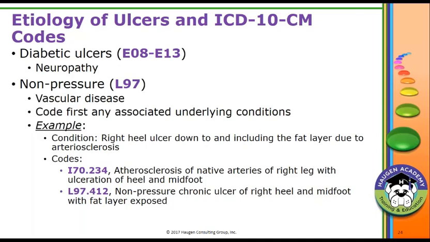In the example that we have here, the right heel ulcer down to and including the fat layer due to arteriosclerosis requires a code for the arteriosclerosis, which does say that it is an ulcer, but then it doesn't say specifically where it is. You need to add the L code to show the location and laterality of that particular ulcer.